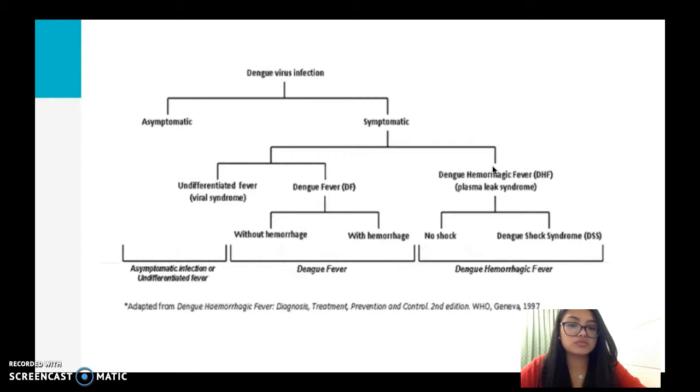Dengue viruses cause the most common arthropod-borne viral disease in man.